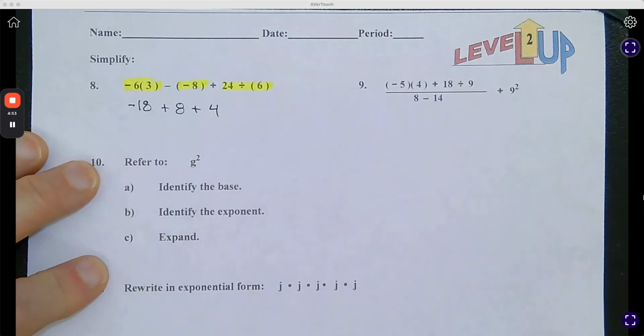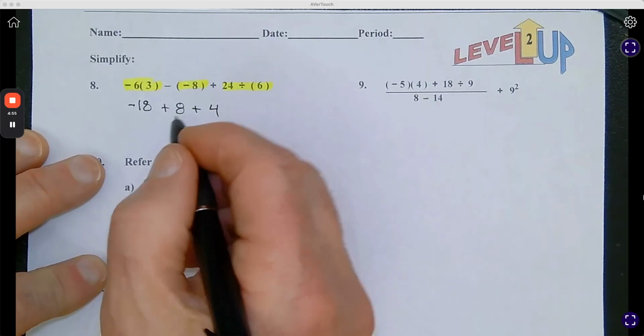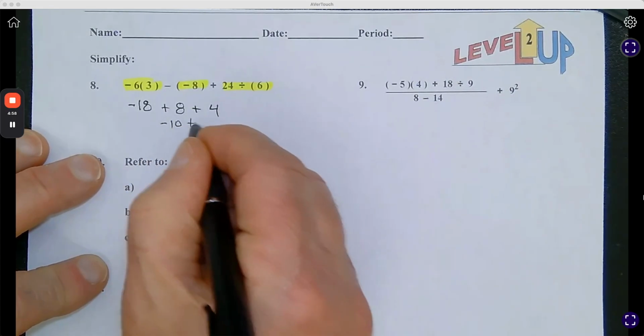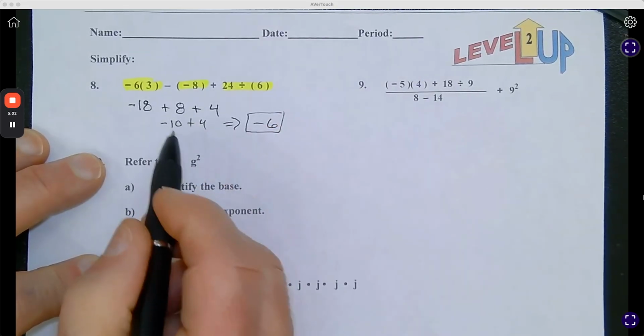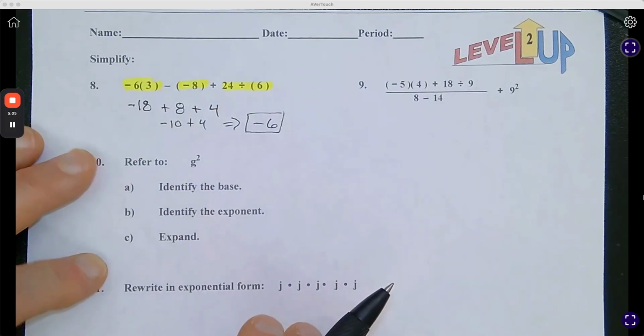Now I can add everything up. Negative 18 plus 8 is negative 10. Negative 10 plus 4 is negative 6 because I have 6 more negatives than I have positives.